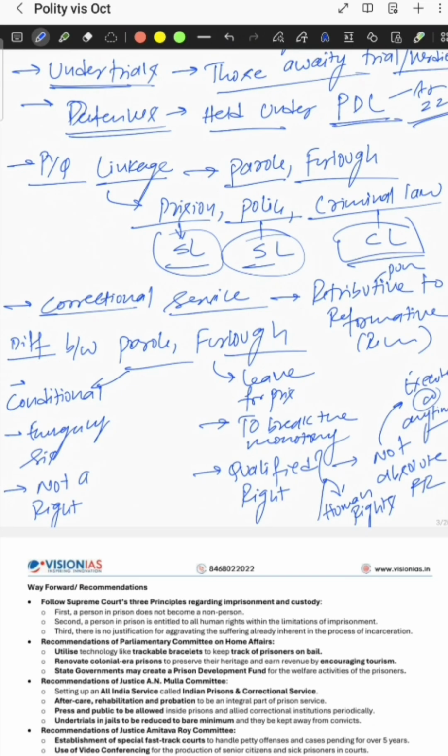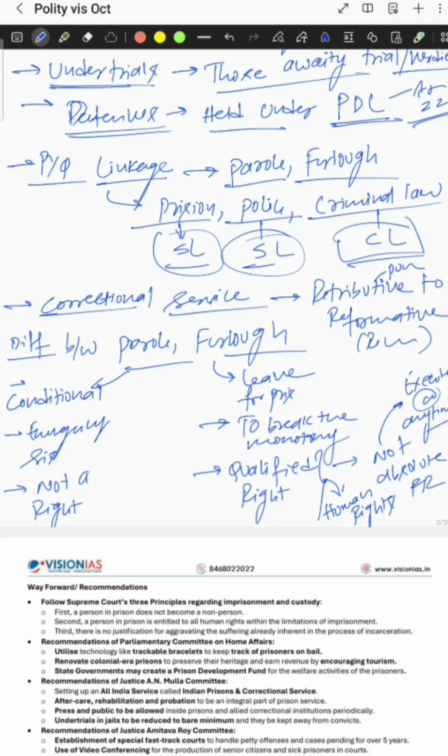What is parole? It's not actually bail, it's a conditional thing provided to a prisoner to go out of the prison. It will be provided in emergency situations, for example a marriage or any occasion in their family. Furlough is a leave for a prisoner, a break to go out and break the monotony in the prison. Parole is not a right, but furlough is a conditional right. Conditional right means it's not absolute. The executive can intervene at any time and cancel it. And this qualified right is with respect to human rights.